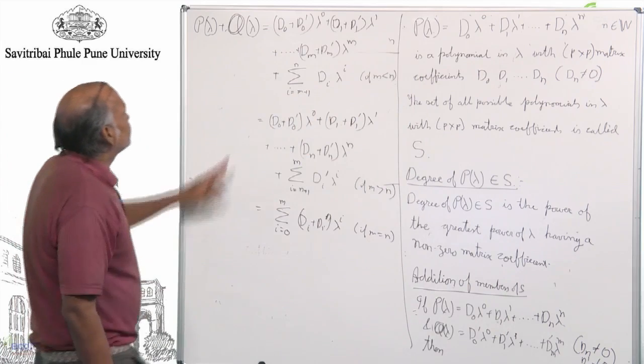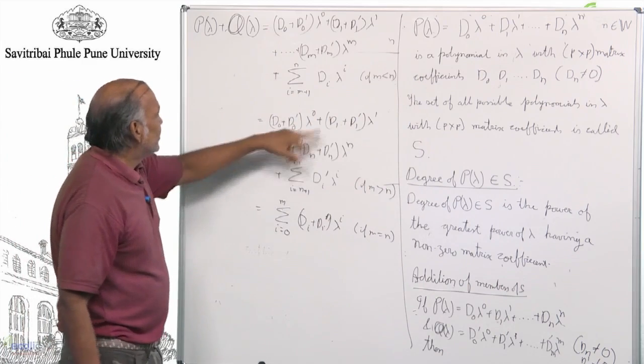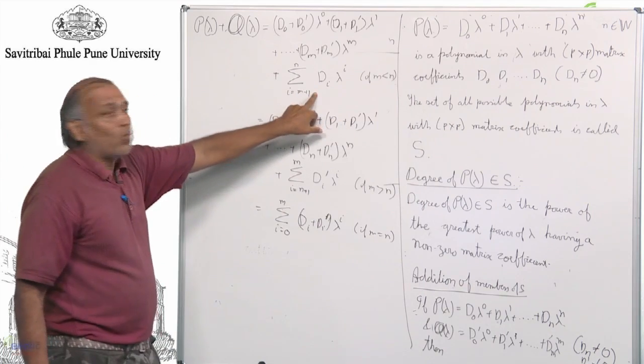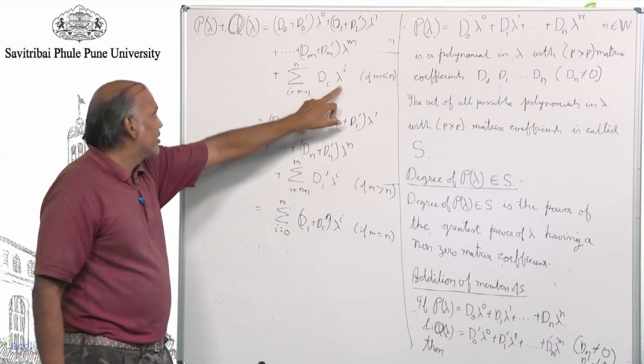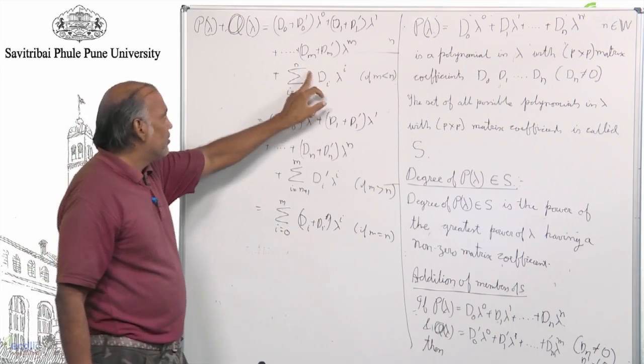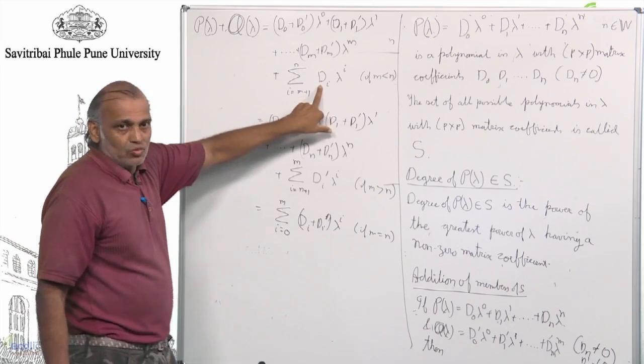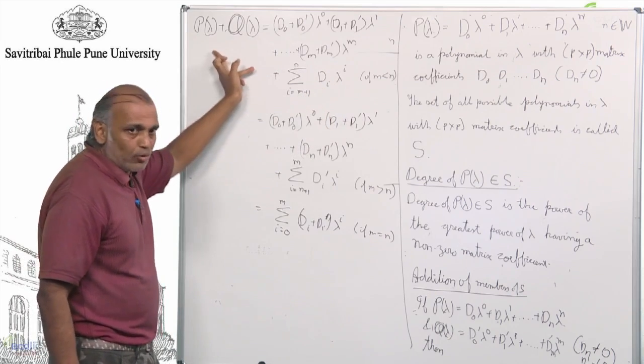So assuming that, you notice that in this case the coefficient of the highest power of lambda would be with power n. So dn would come into the picture, and that's the coefficient of this sum also.